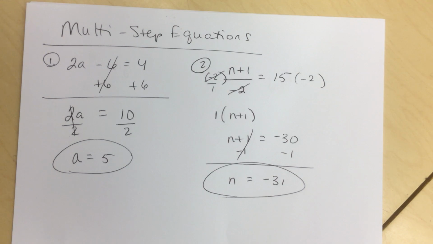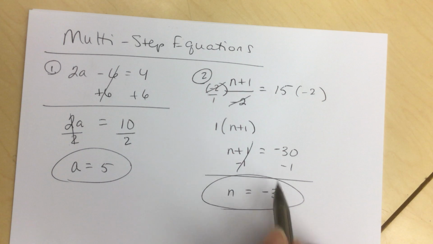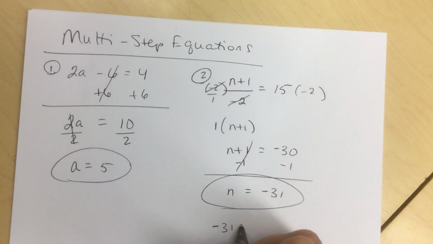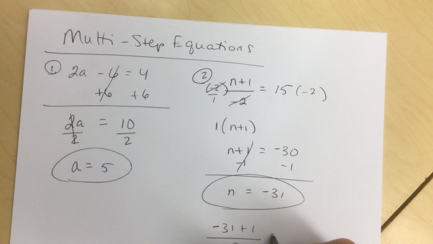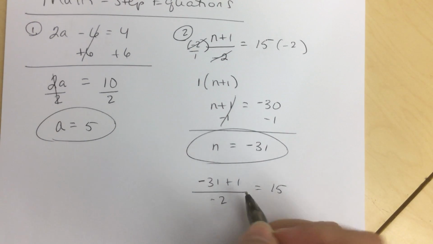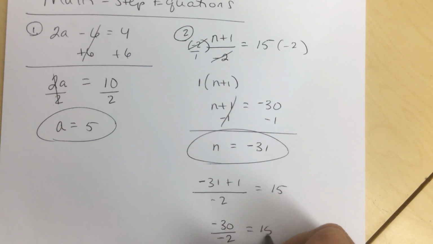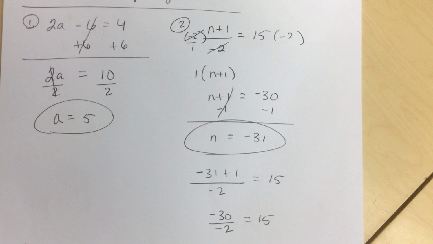And if you ever want to check these, you can take your number and plug it back in. So if this is correct, then -31 plus 1 divided by -2 should equal 15. -31 plus 1 would be -30. And then divided by -2 does give you 15, so you know you've done it correctly.